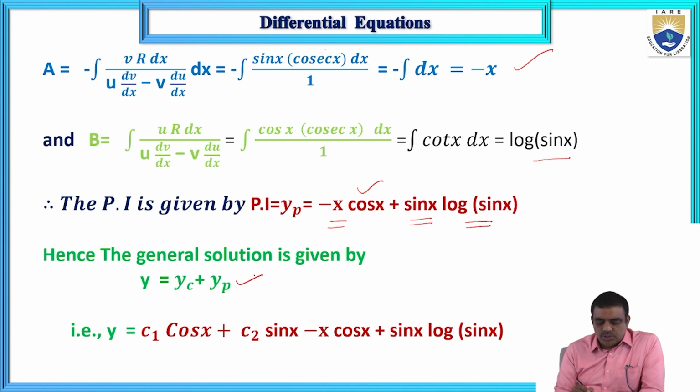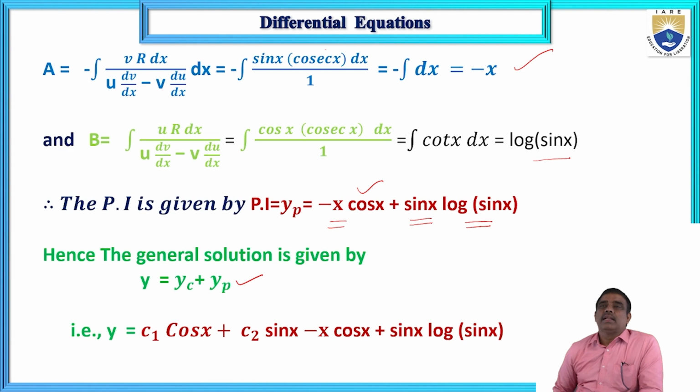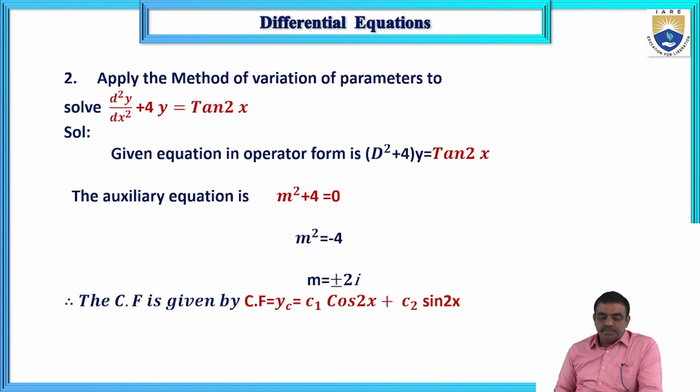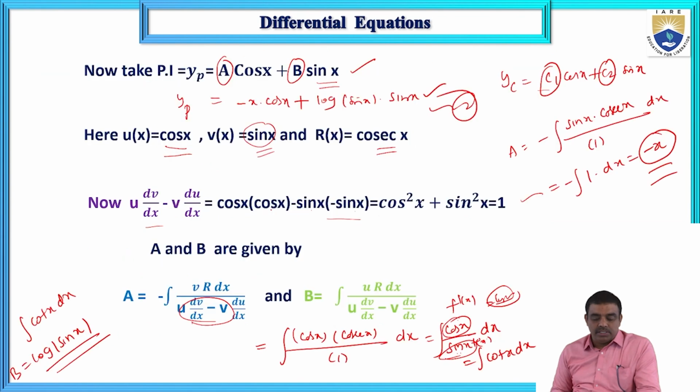Therefore, the general solution y is equal to yc plus yp and that is y is equal to c1 cos x plus c2 sin x minus x cos x plus log sin x. So, that is the required solution for the given problem by the method of variation of parameters, right? Similarly, is the procedure clear to all of you? This is the procedure.